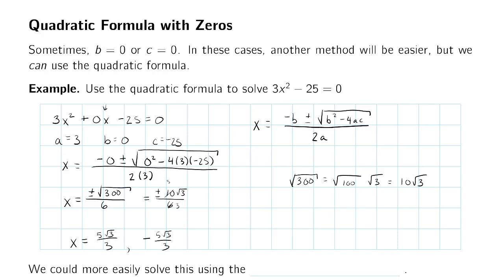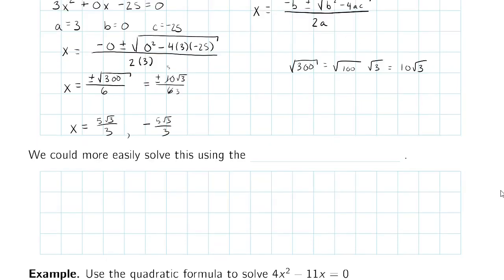So, okay, those are perfectly good solutions, but I think that there's an easier way to solve this. We could solve this using the square root property directly. So we have 3x squared minus 25 equals 0. We could just get x squared by itself. So first add 25 to both sides. 3x squared is 25. And then divide both sides by 3. X squared is 25 over 3.